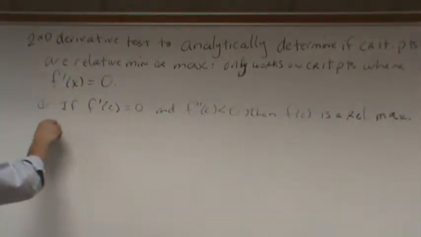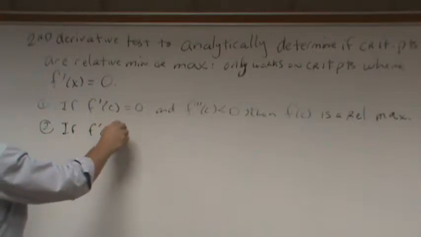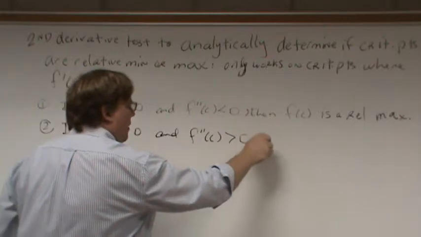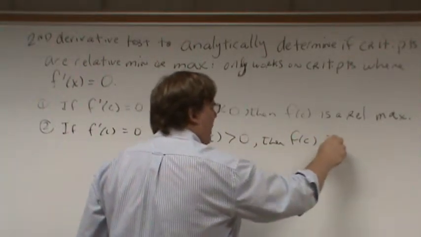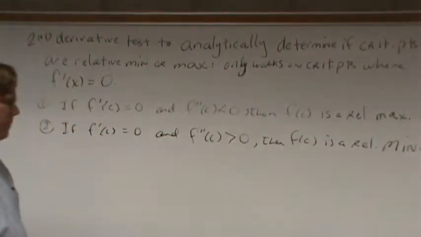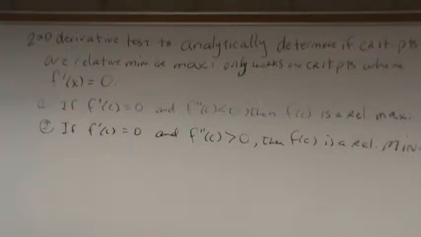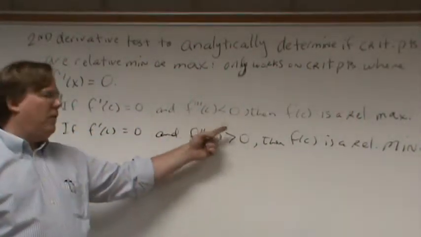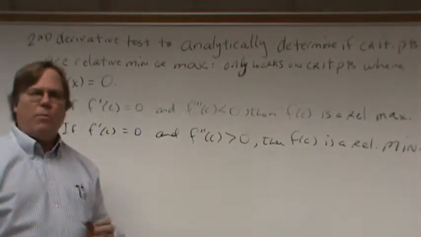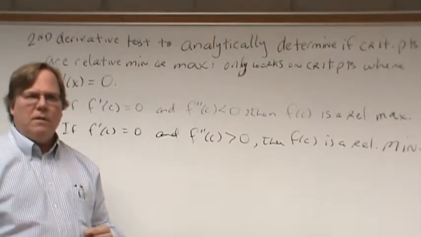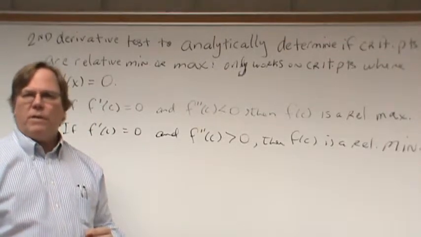Okay? If f prime of c equals 0 and f double prime of c is greater than 0, then f of c is a relative min. Okay? You tell me, what if f double prime isn't less than 0? It's not negative. What if f double prime isn't positive? What if f double prime is 0? What then? It's an inflection point. No, not necessarily. But I'll tell you what, you have to do the first derivative test.